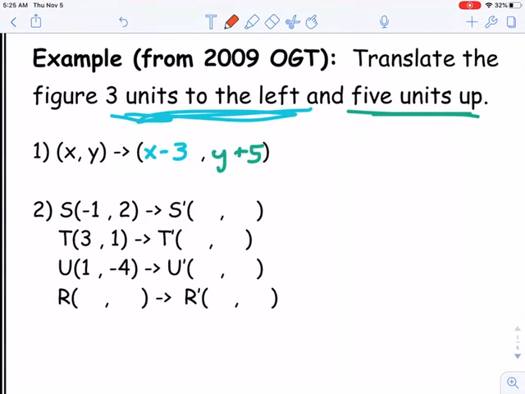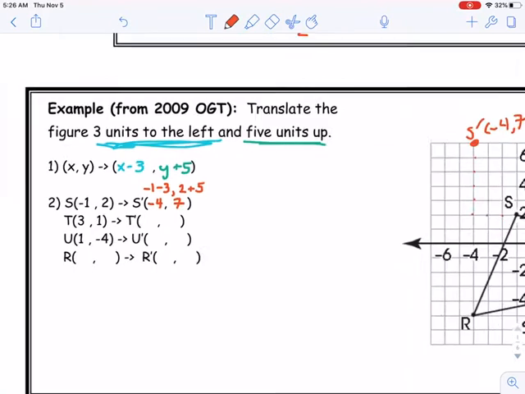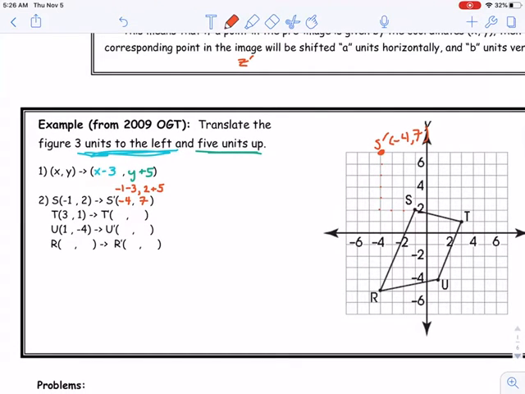What's interesting is that technically I can figure out the coordinates without even looking at the graph. How? S is negative 1. If I'm going 3 to the left, it's -1 minus 3, so negative 4. Or I have 2, and I go 5 units up, 7. That's how coordinate notation works.